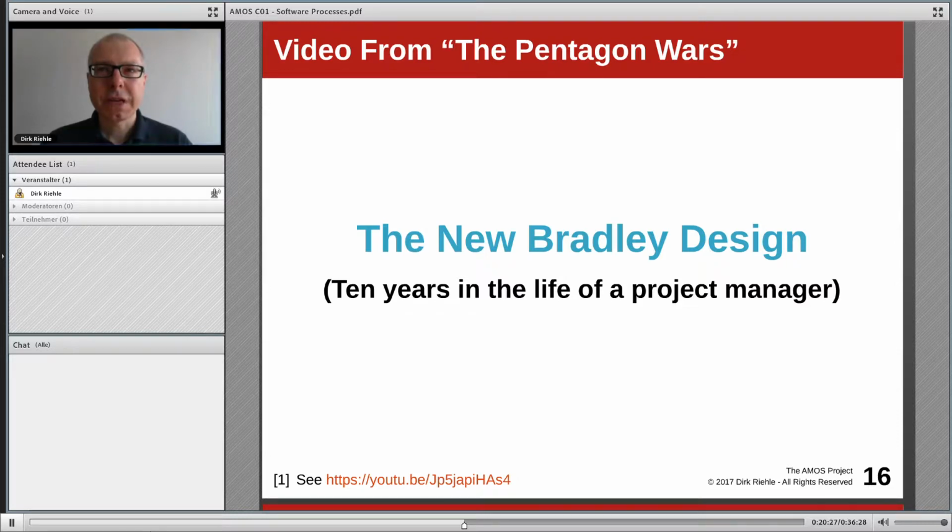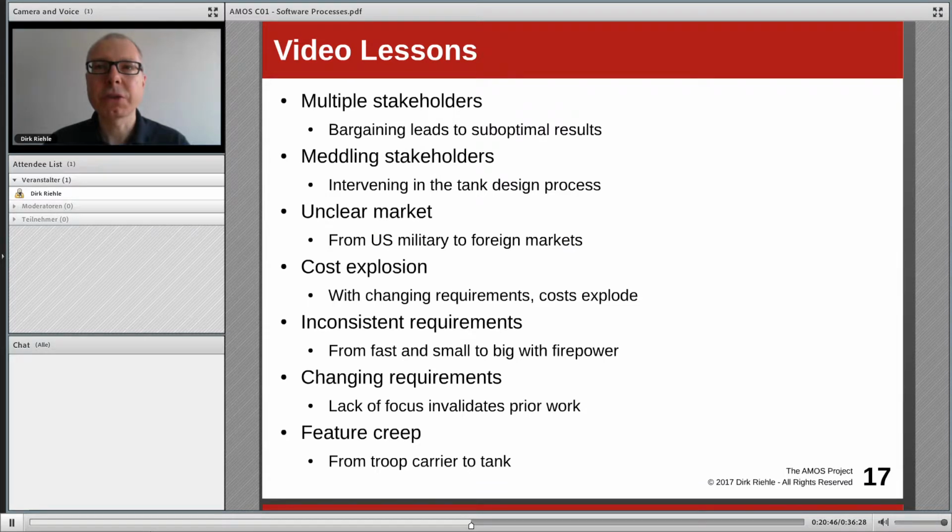So let me pick this up and give you my answer. What we saw was a classic case of unstable requirements in the terminology of traditional software development, or more commonly known as feature creep. That is, the requirements keep changing, the scope is not defined, and as a consequence, you don't have clear goals, you don't have clear timelines because it's all changing.